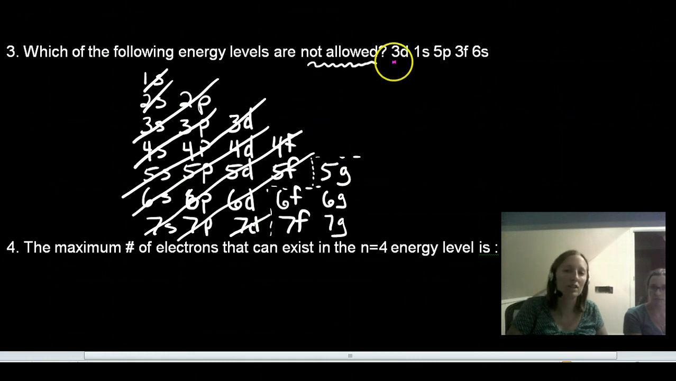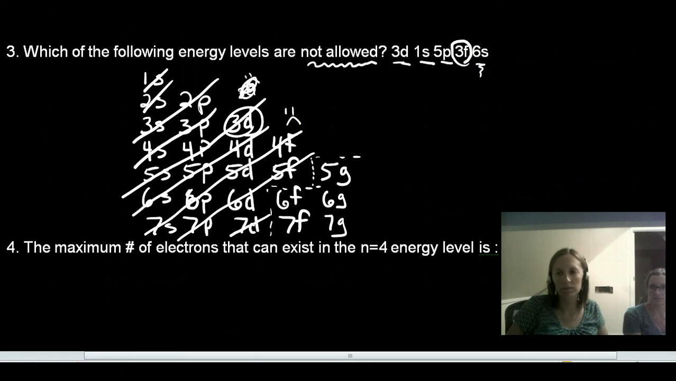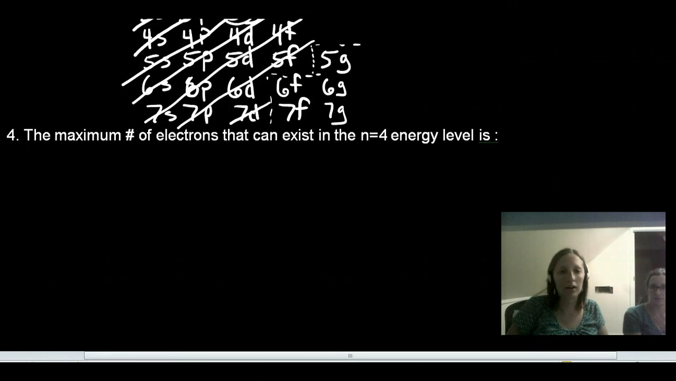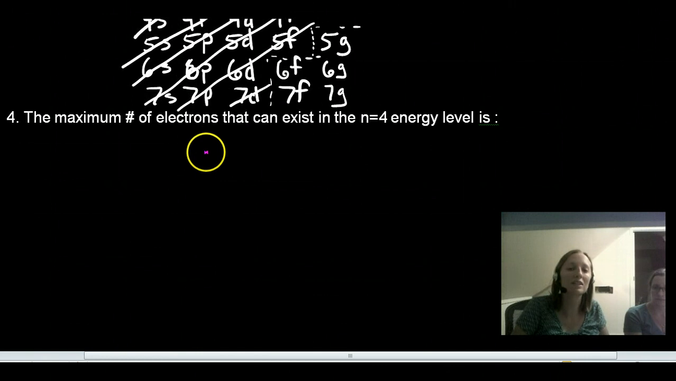Turns out that basically anything bigger is allowed, but the smaller ones are not. So, for example, 3d exists. There is no 2d. Nope. 1s exists, 5p exists. 3f, though, does not exist. f's start at level 4. So, boop. That's your correct answer, and 6s, it does exist and it is allowed.